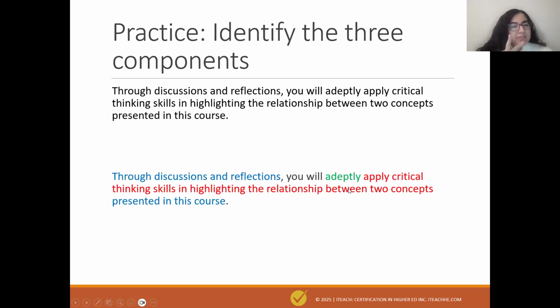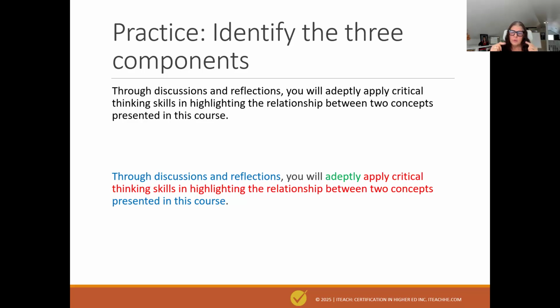Well, it's two. Yeah, it's two, right? Because highlighting the relationship can be done without critical thinking skills. Exactly. So they're going to apply it in highlighting the relationship between these two concepts. That's what they're going to do. And then how well? Adeptly, right? So that means with a lot of skill, right? So see where that adeptly is clear enough that it means highly skilled.